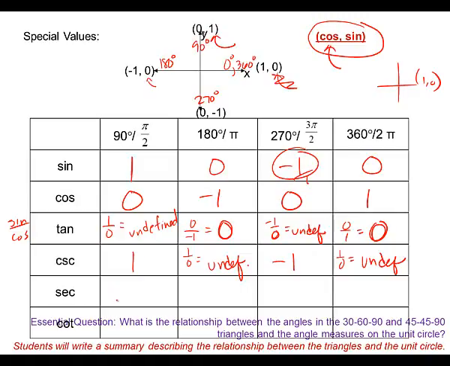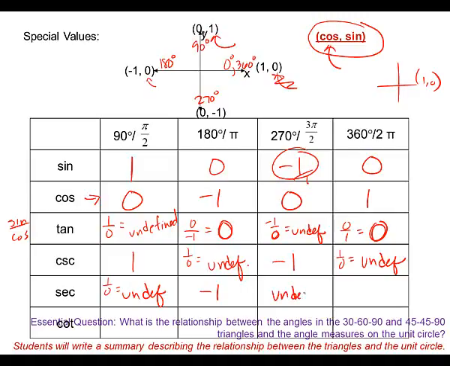All right. Secant is the reciprocal of what? Cosine. So now I'm going to look at this row right here. I'm going to flip this 0. So 1 over 0 is what? Undefined. All right. What would the 180 be? Negative 1 again. What about the 270?